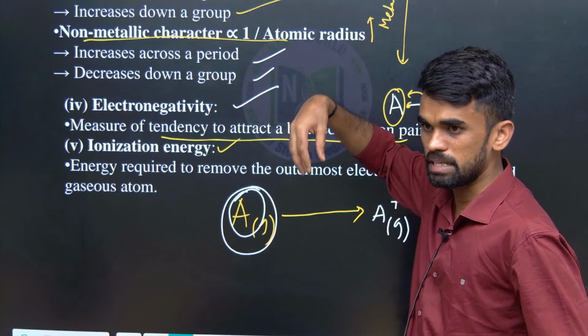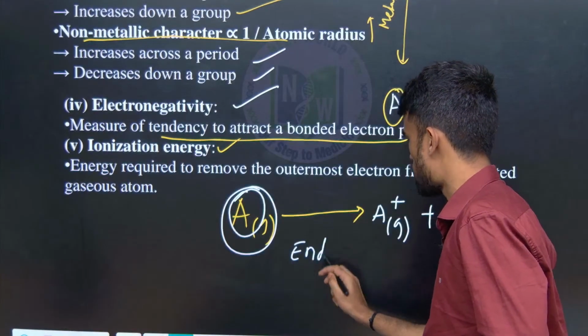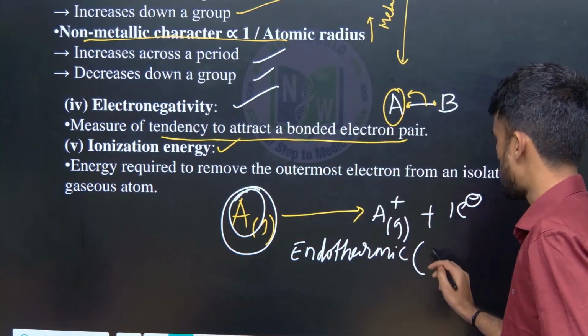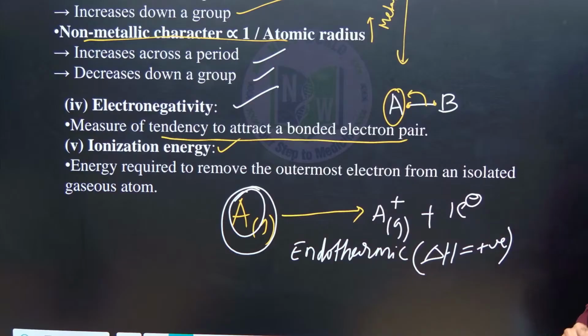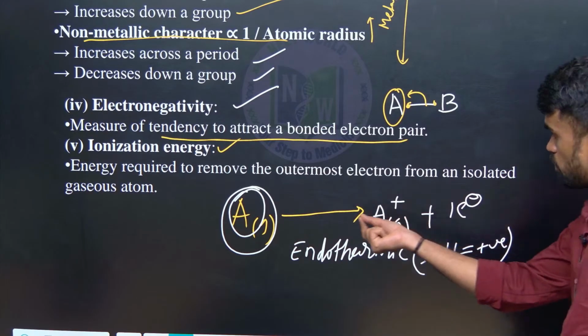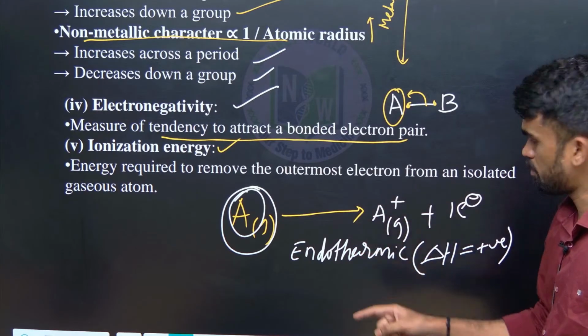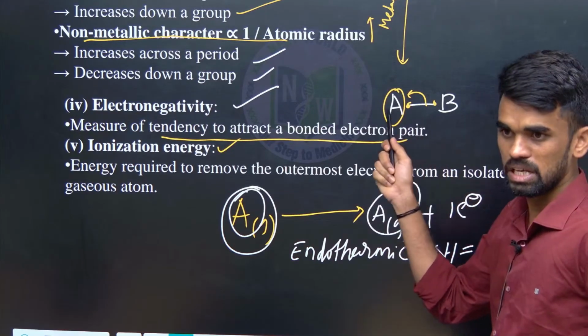We need to supply energy. So ionization energy is an endothermic process. I can also say delta H is positive for this process. Clear now? Now if we remove the first electron, that is first ionization energy. If we remove one more electron, that will be second ionization energy, like that.